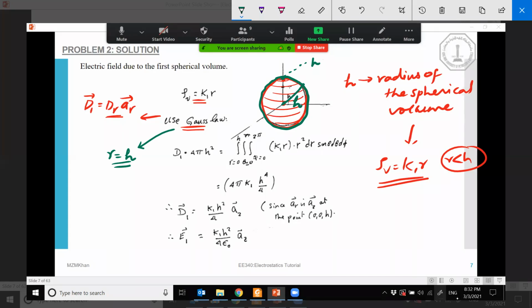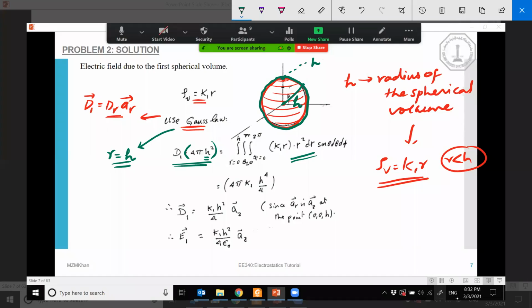So in this case, my left-hand side will be D1 times, instead of 4 pi r square, which is the surface area of this spherical shell, which is our Gauss's spherical shell, it will be 4 pi h square, because I'm evaluating it at a fixed r is equal to h. So this is how I got the left-hand side. Very straightforward as the previous example. Now the right-hand side is the key.